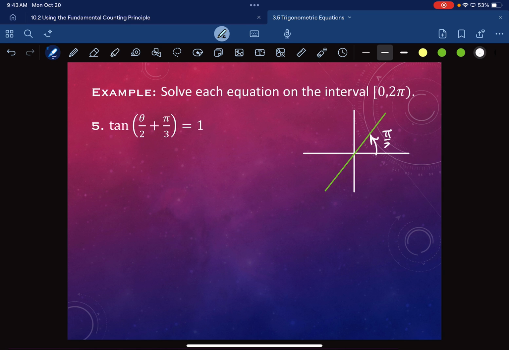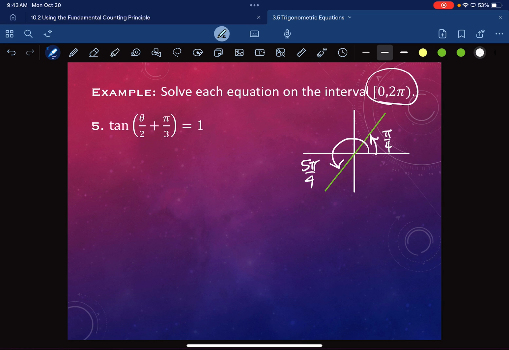Pi over 4. Oops, I wrote that wrong still. Pi over 4. And then what was the other one? 5 pi over 4. Okay, everybody good so far? All right, and it did say 0 to 2 pi, so we've got that in our midst as well. We don't have to do the 2 pi k like we did in the other one.